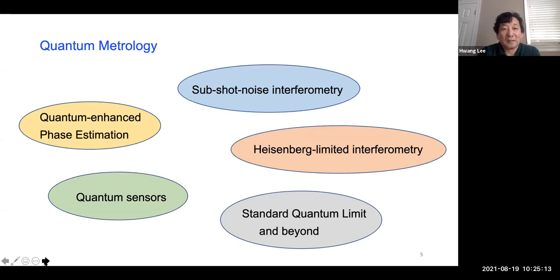Quantum metrology includes these things: sub-channel noise interferometry, Heisenberg limited interferometry, quantum enhanced phase estimation, quantum sensors, and the standard quantum limit and beyond. I will briefly discuss the standard quantum limit, but not the beyond situation. The beyond situation requires quantum non-demolition measurement, but I will not discuss that here.